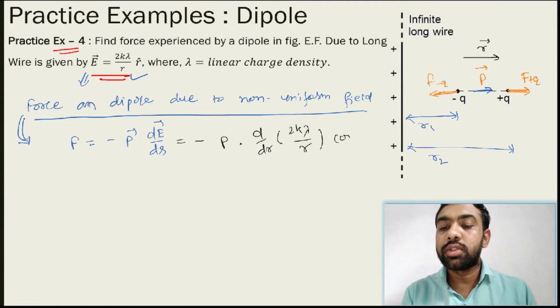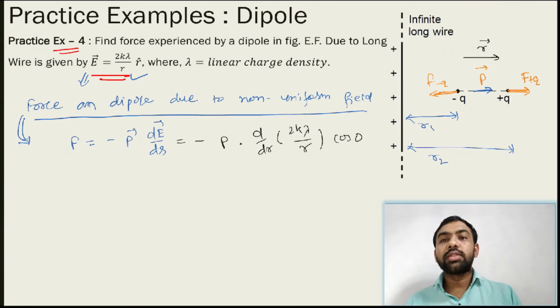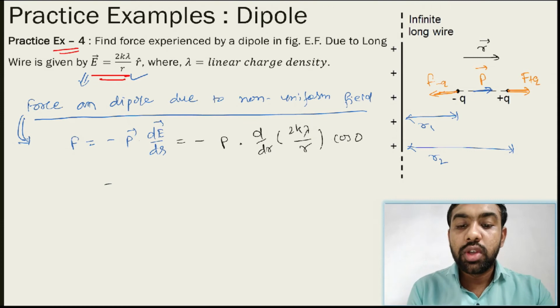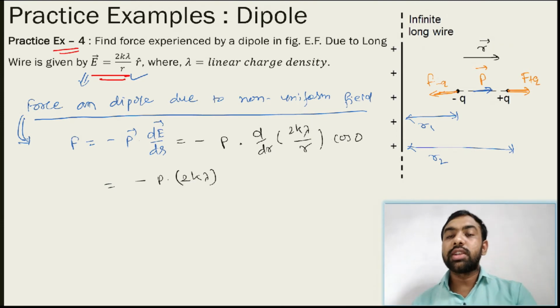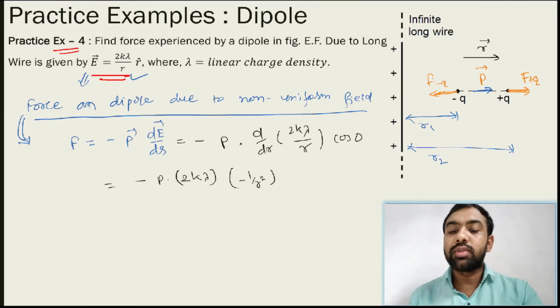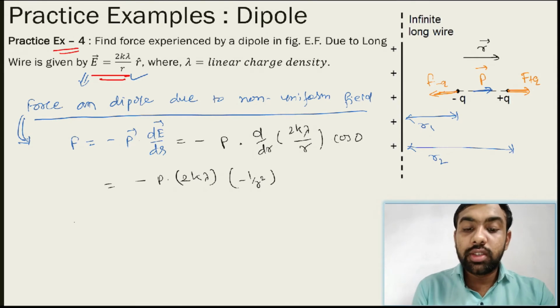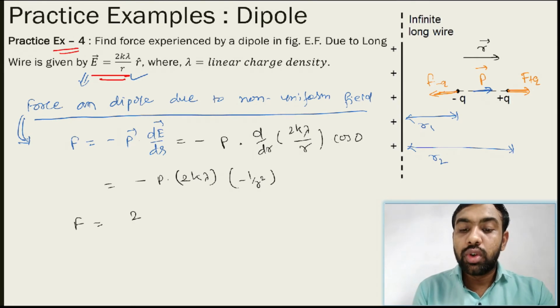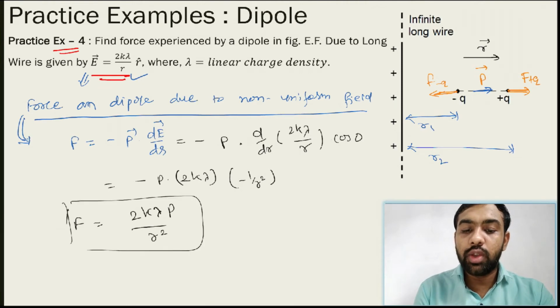So cos 0, what is this? Cos 0 is 1. 2k lambda is constant, so it comes out. So it is equal to minus P into 2k lambda. What is the differentiation of 1 upon r? That is minus 1 upon r square. So minus 1 upon r square. So what is this force? Force is equal to 2k lambda P upon r square. So by this way you get this answer.